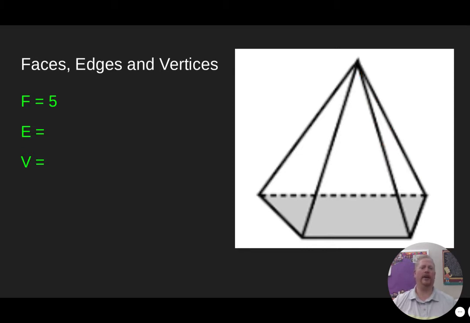Now let's talk about the edges. Let's go ahead and count. There's one edge, then a second, a third, a fourth. Let's count the edges along the base. So there's 5, 6, 7, 8. So there's a grand total of 8 edges. Now for the vertices, we just count how many corners there are. So there's 1 up top, 2, 3, 4, 5. Total of 5 vertices.